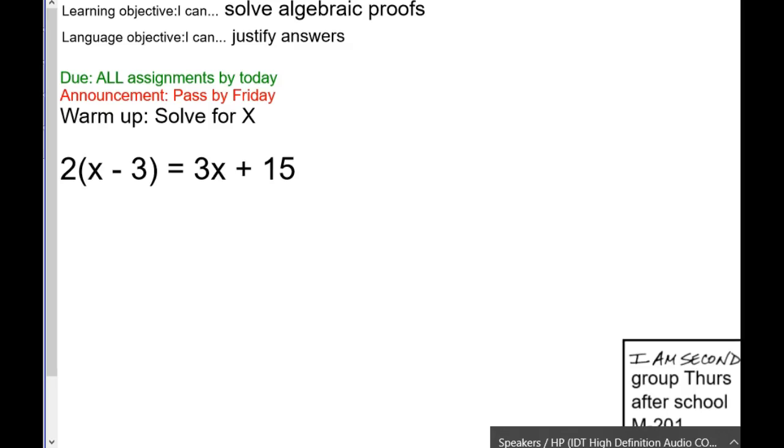Today we're going to do algebraic proofs. So you should be able to solve this the way we did algebraic solving equations at the beginning of the year.